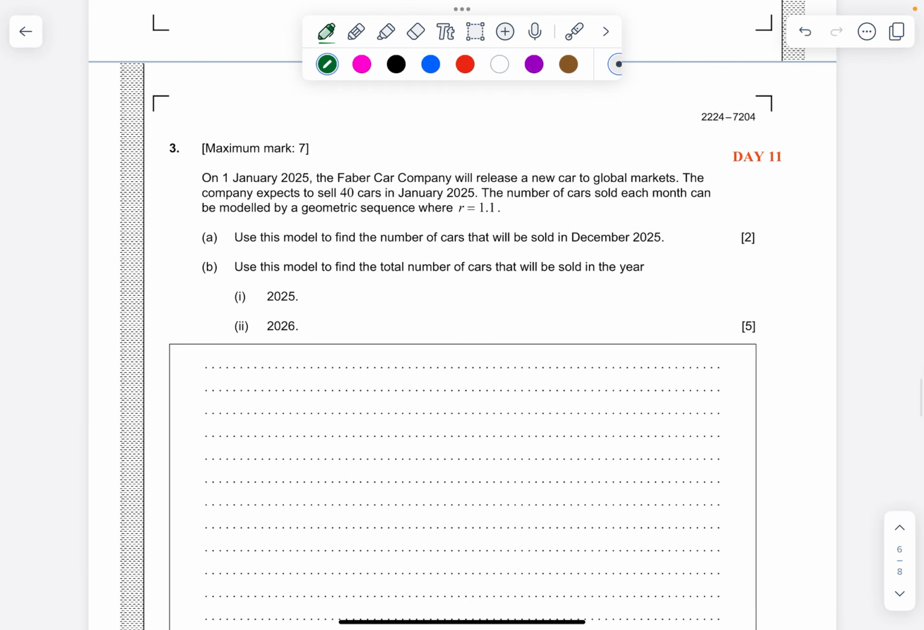Question number 3. On January 1st, the Faber Car Company will release a new car to the global market. The company expects to sell 40 cars in January 2025. So Jan 2025, how many cars? 40 cars. Each month is modeled by a geometric sequence with r equal to 1.1. Use this model to find how many on December 2025.